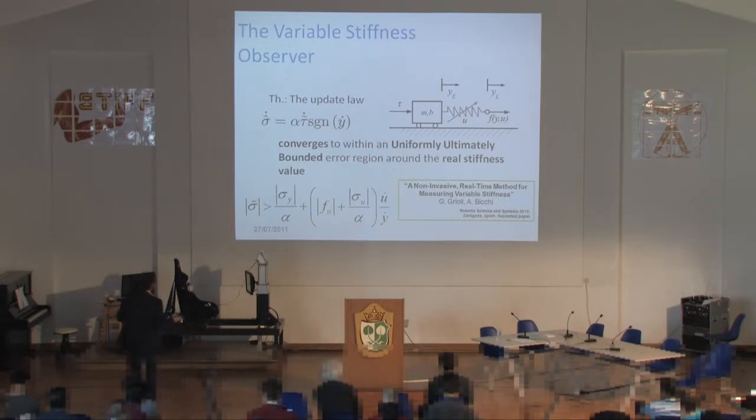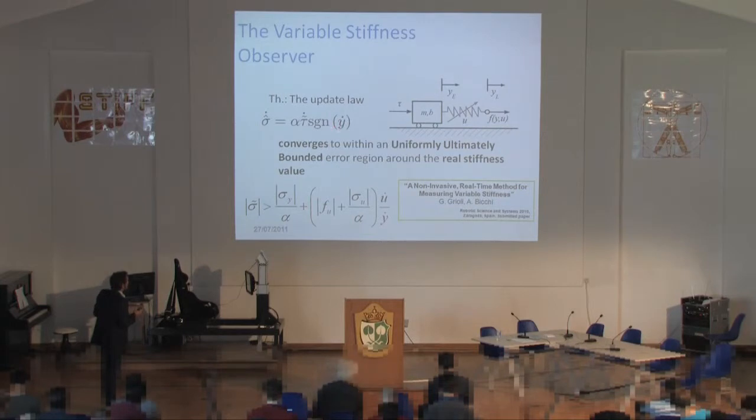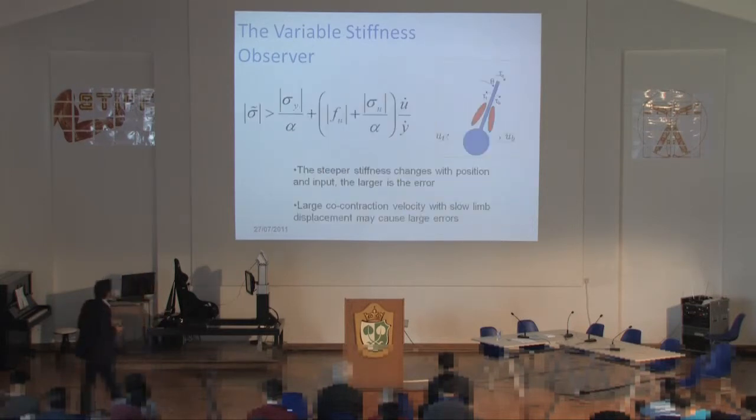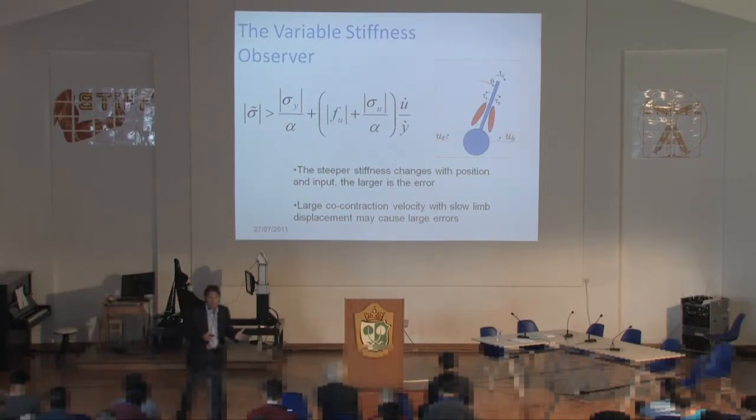This was in Zaragoza 1 year ago, roughly. What is interesting to say is that in this scheme we are using velocities and derivatives of torques. Okay, notice this. I will come back to that. Well, there are some conditions. Of course, the faster the link moves, the better the estimate is, because it's exciting the dynamics.